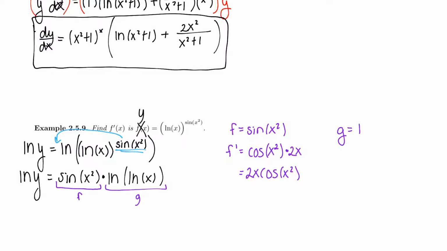For g, it's ln of x. G prime, for logarithms, remember, it's the derivative of the inside over the inside. So the derivative of ln x is 1 over x, all over the inside, which is ln x. To simplify that, 1 over x over ln x is the same thing as 1 over x ln x.